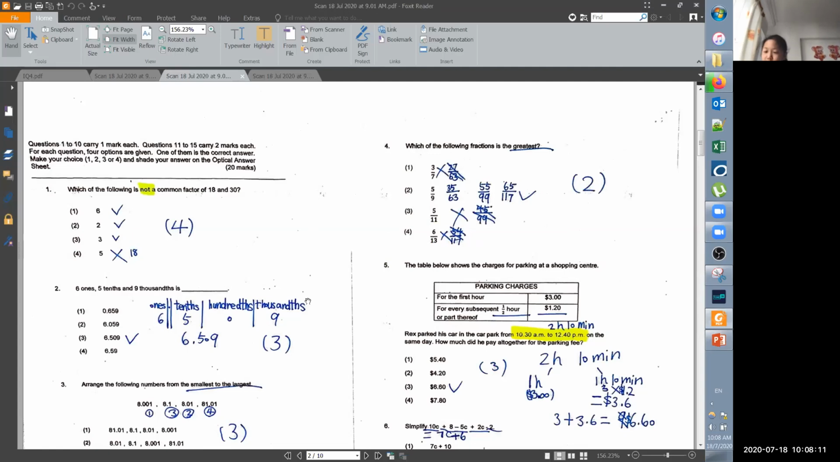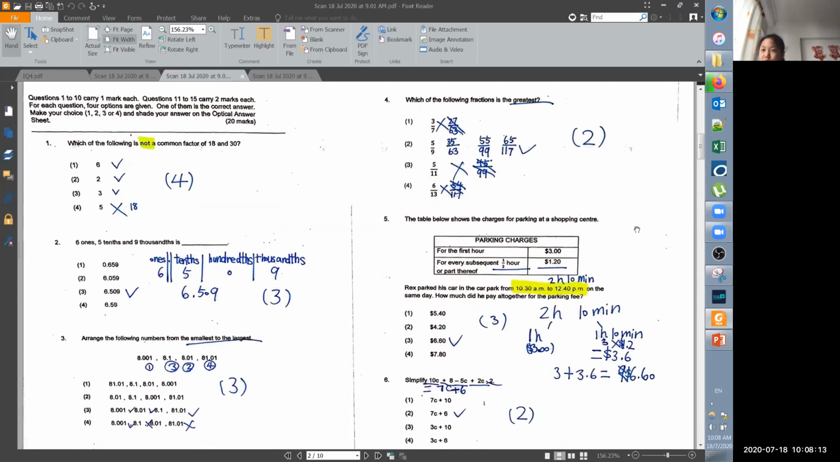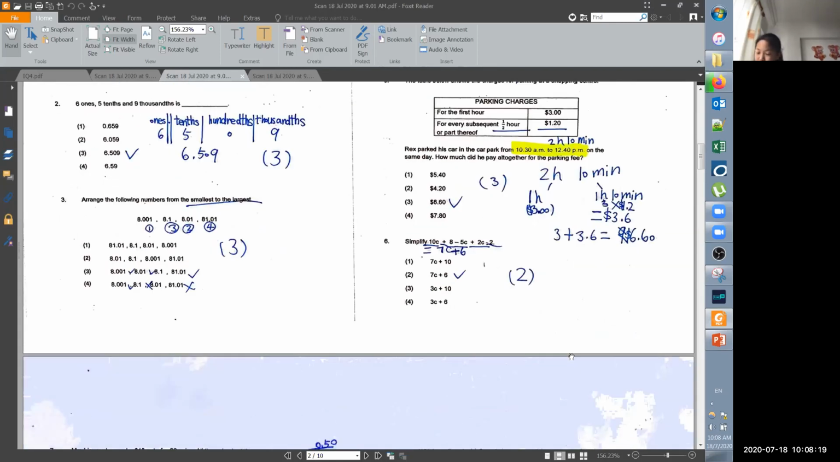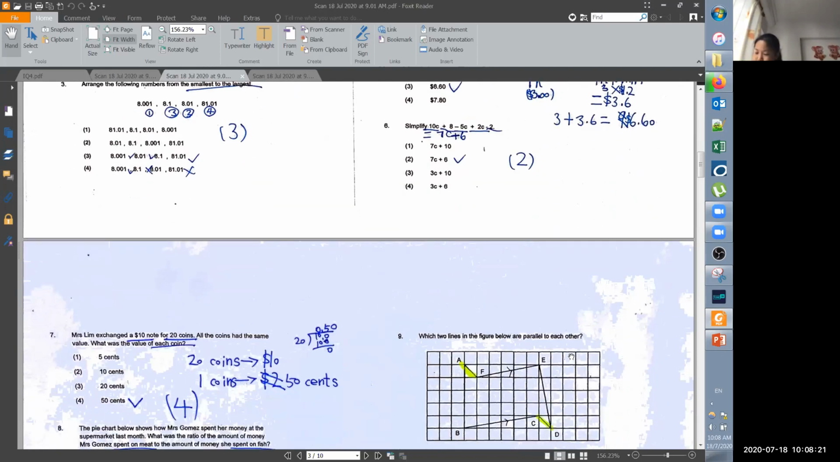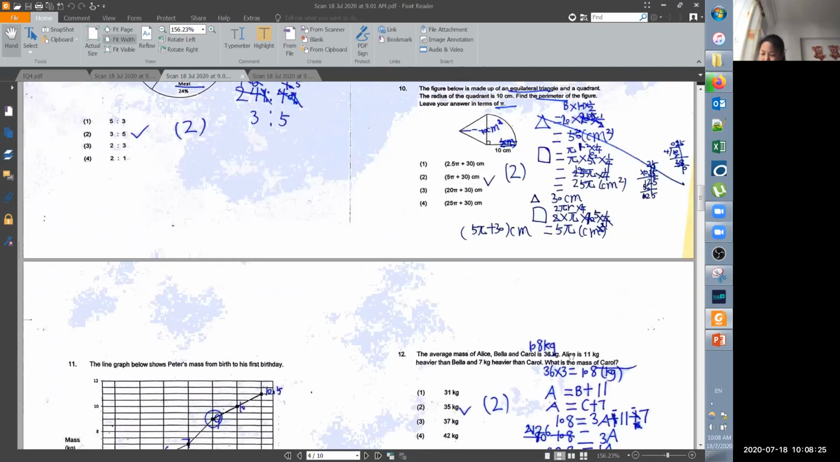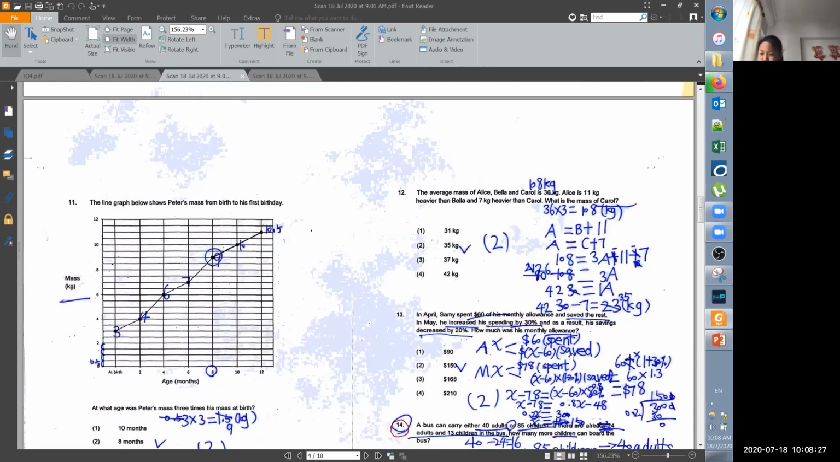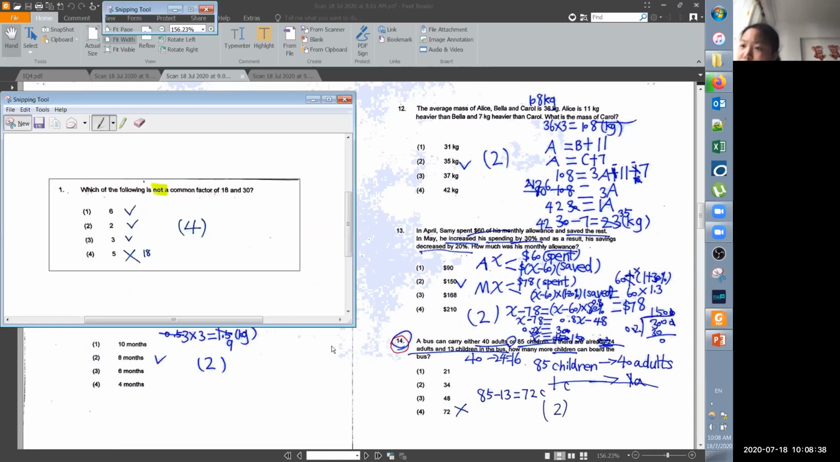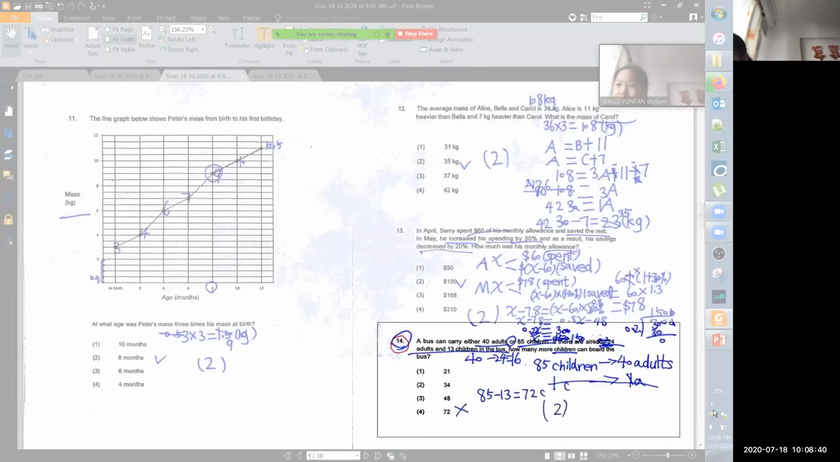Which question? 1 to 6 is fine, right? So we move on to 7 onwards. The MCQs all look fine here, but what's wrong with question 14? It's kind of messy here, but let me just get this question out.